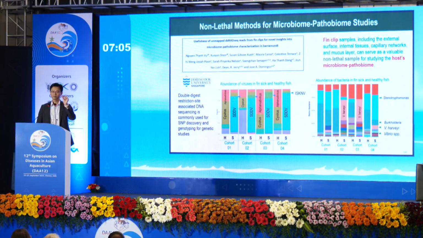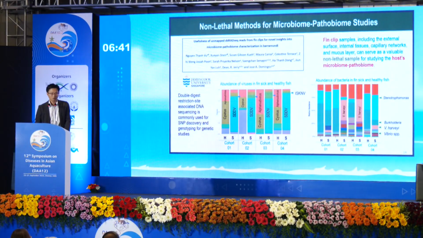So from simple fin clips, you can do two things. One, you look for genetic breeding: you compare which one is more resistant. You can also look at the microbiome to see the interaction of the microbiome and pathobiome, and that is also very useful for forecasting.